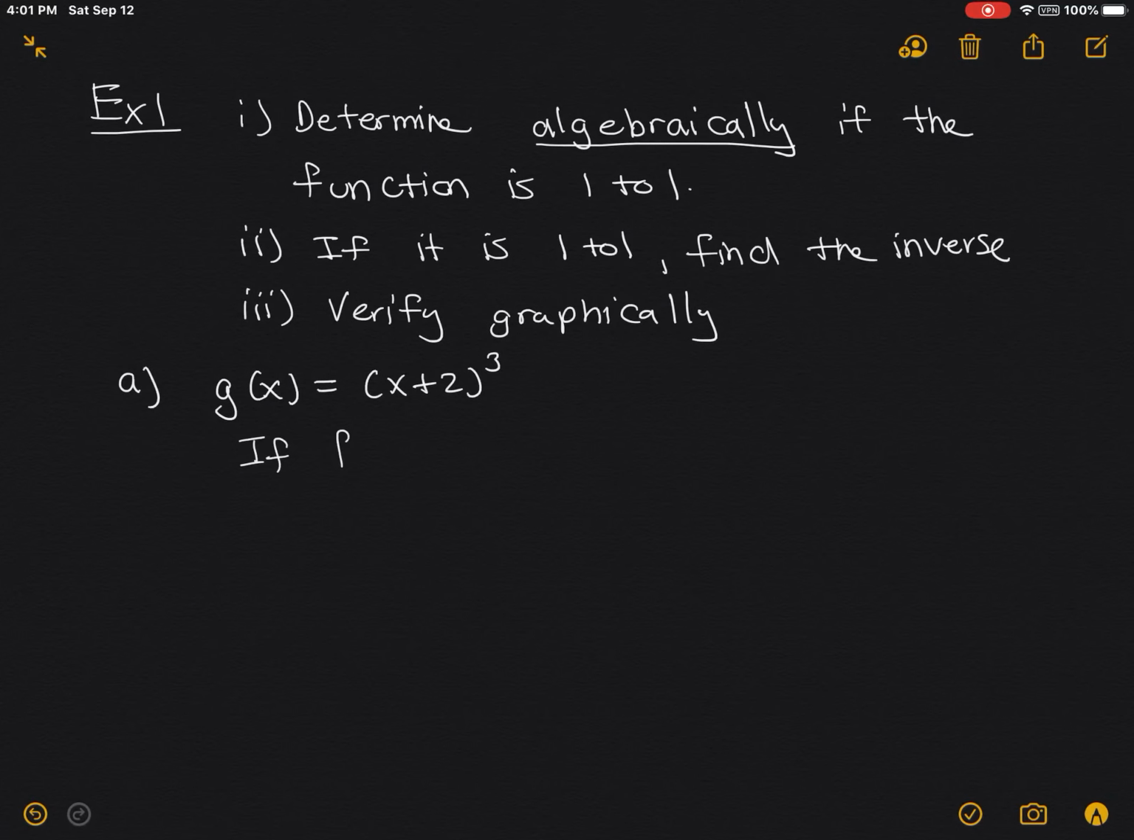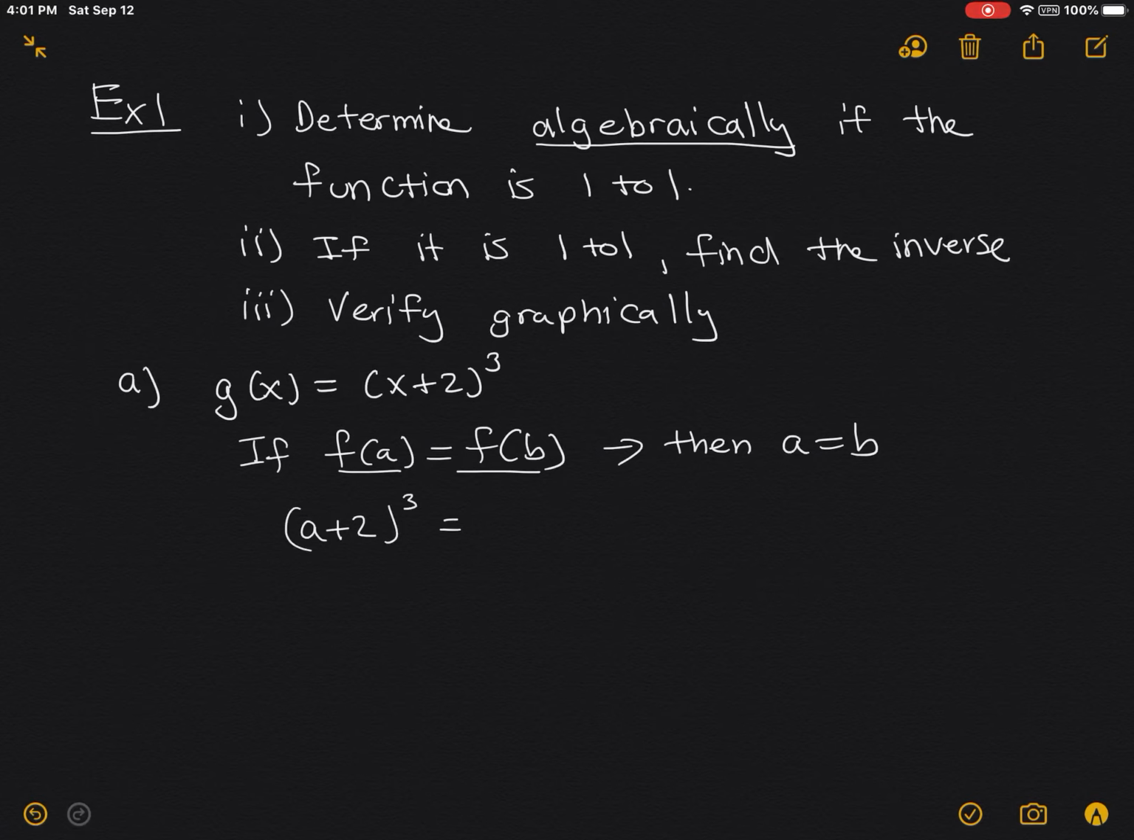So the way to verify algebraically is, if f of a is equal to f of b, the result is that a has to equal b. For a particular set of y values that equal each other, it can only have one x value. So that's basically what this is saying. In this case, the function is g. If I plug in a, I'm going to get (a plus 2) quantity cubed. G of b, you're going to get (b plus 2) quantity cubed.